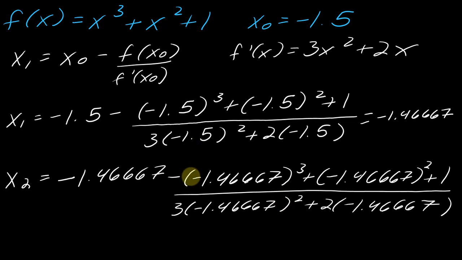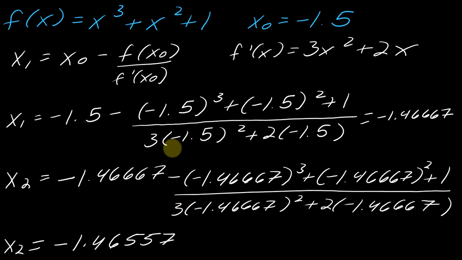So you can see this getting kind of big. And so you might want to just figure this out on your own. Pause if you need to. I'll tell you what I got. When I worked all this out, I got negative 1.46557. So this is my x sub 2.